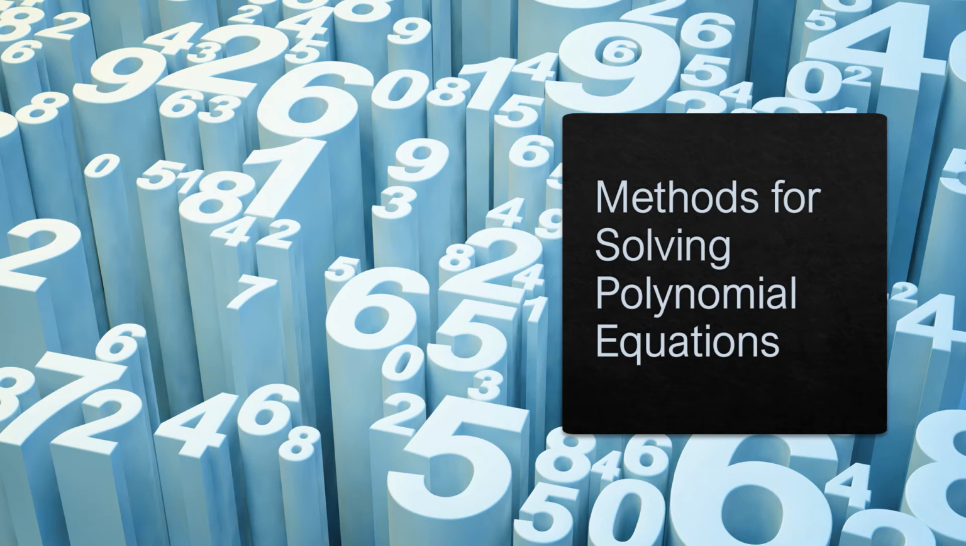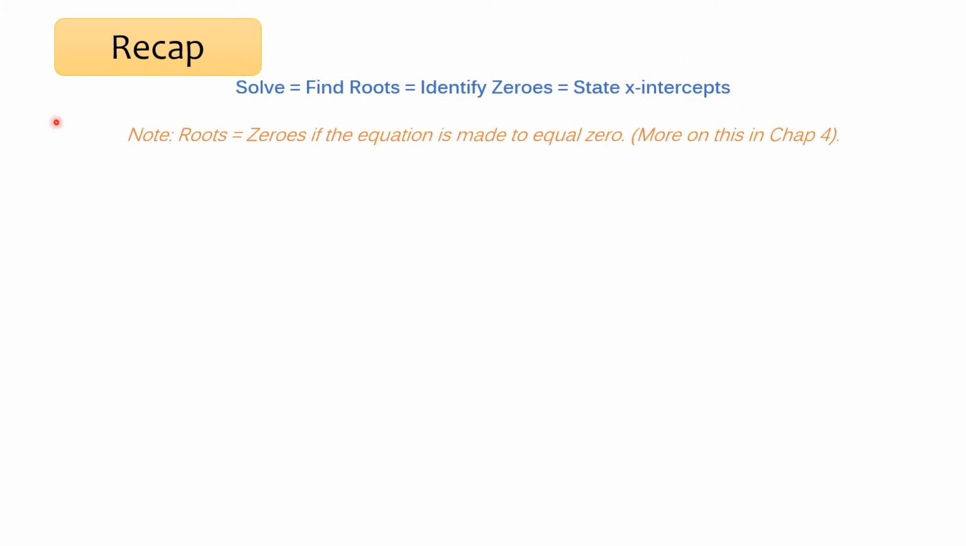Today's advanced functions lesson is a review of all of the methods for solving polynomial equations that we've talked about so far. Recap. Solve means to find the roots, to identify zeros, to state x-intercepts. So most of the questions are asking you this, and they all mean the same thing.